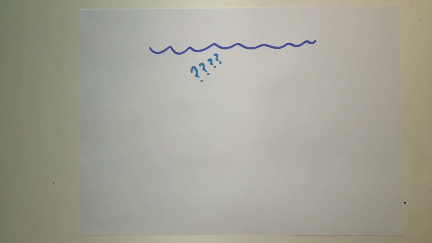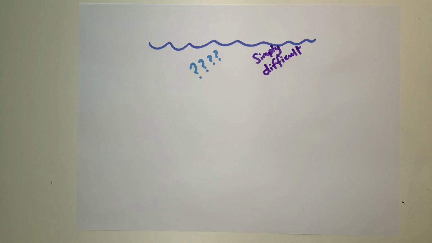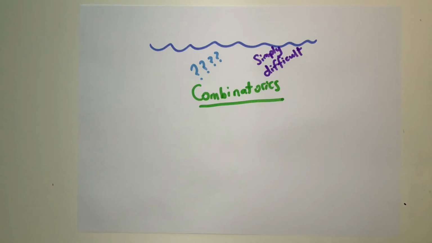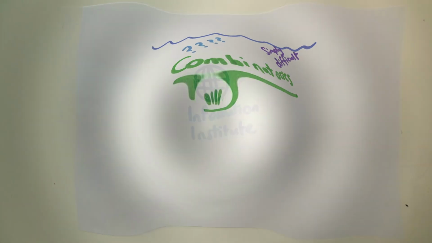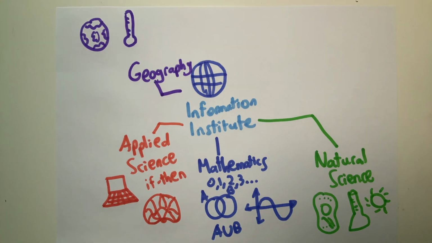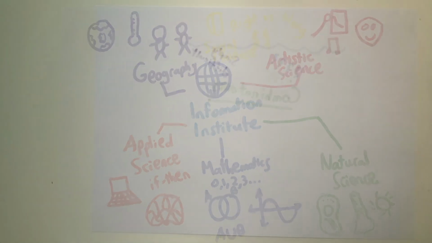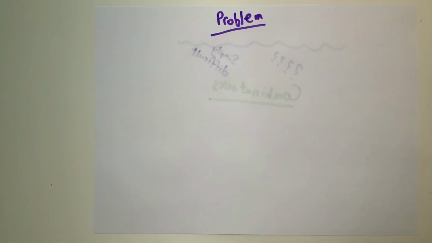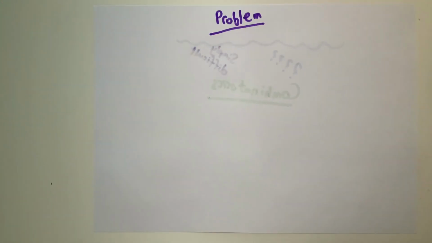Let's dive right into one of the most counterintuitive and deceptively simple branches of mathematics, combinatorics. Simple arrangements. We'll start our shallow wade into combinatorics with a simple problem.